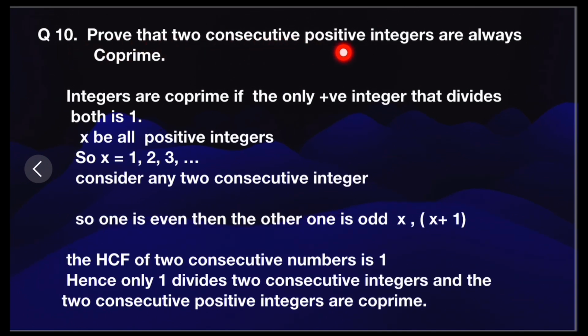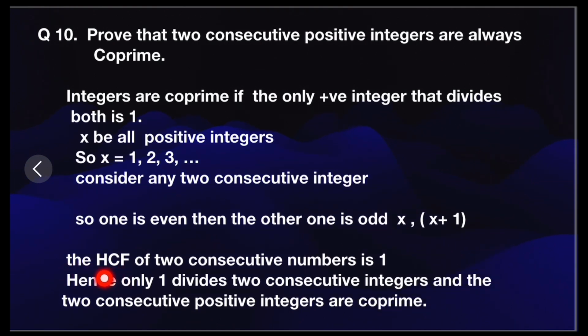Question 10. Prove that two consecutive positive integers are always co-prime. Integers are co-prime if the only positive integer that divides both is 1. So two integers can be said to be co-prime if the common factor is only 1. Let x be a positive integer. Consider any two consecutive integers. When one is even, the other is odd. If this is the number x, the next number will be x plus 1. If it's an odd number, the next number is even. If the number is even, the next number is odd.